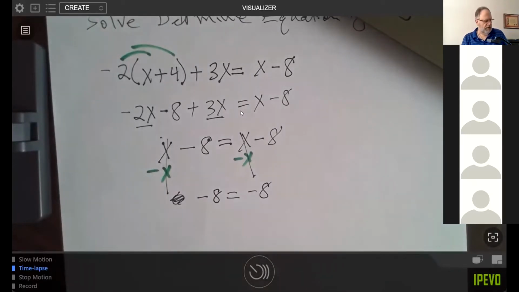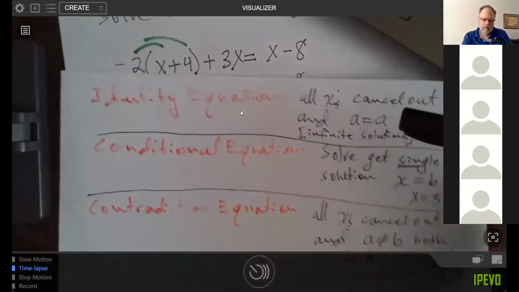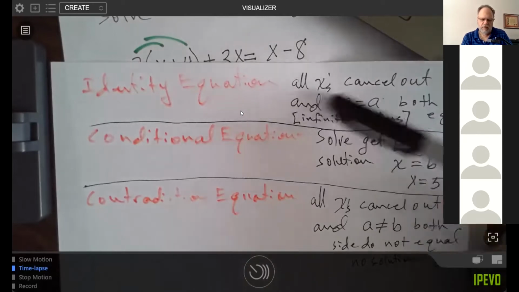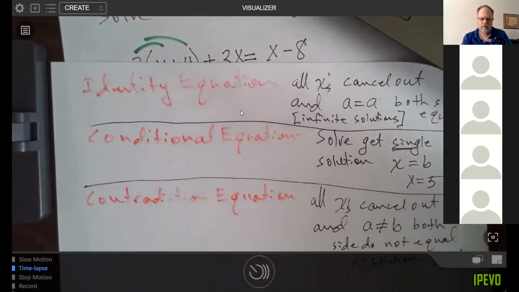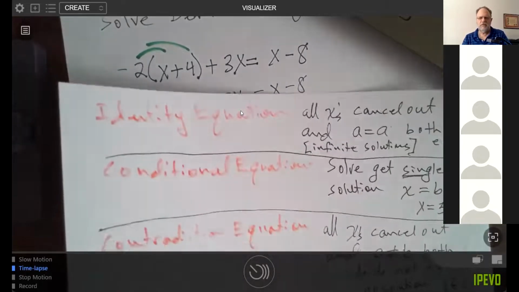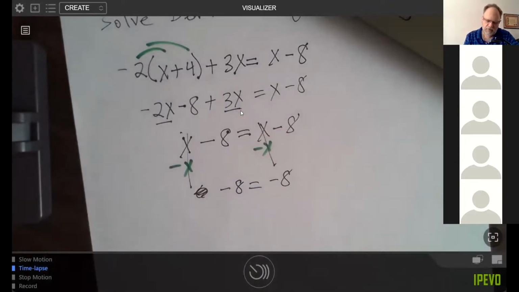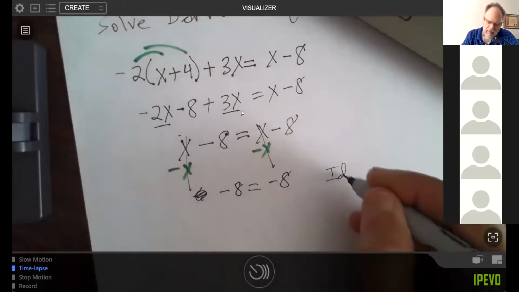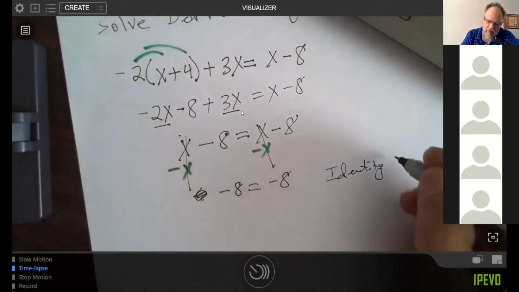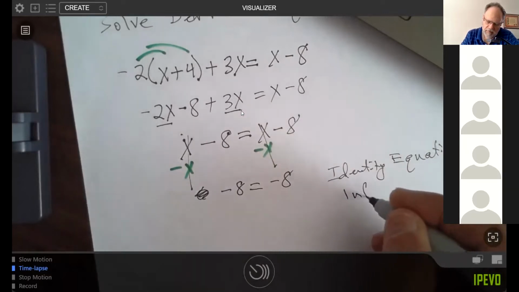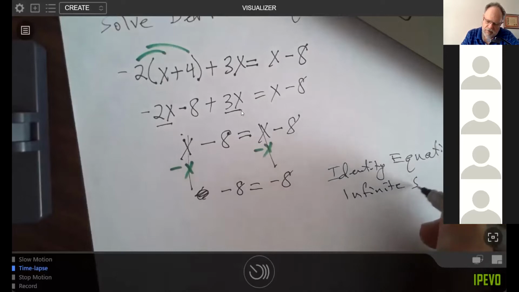So from that, is it an identity, condition, or a contradiction? All the x is canceled out. Is it an identity? Yes, it's an identity. It's an identity equation, and it has infinite solutions. So this would be an identity equation with infinite solutions.